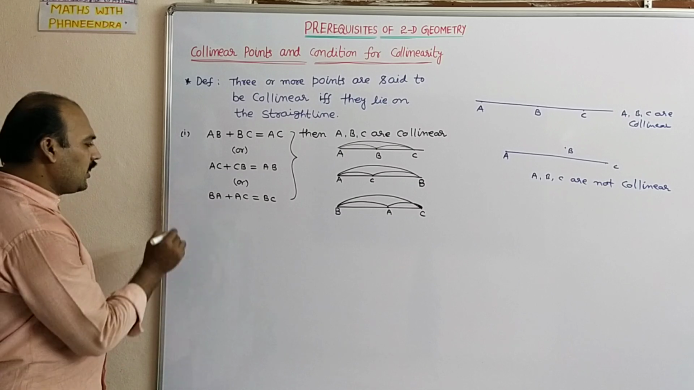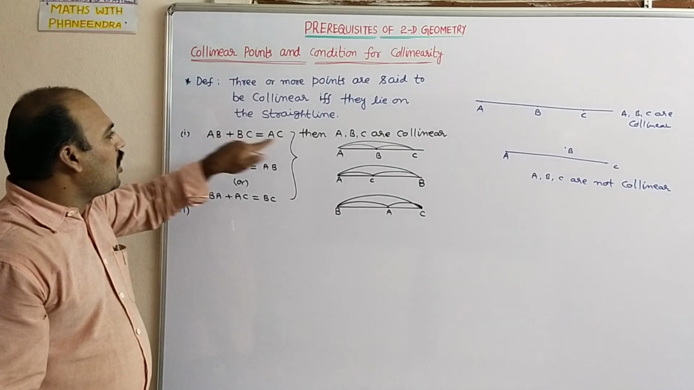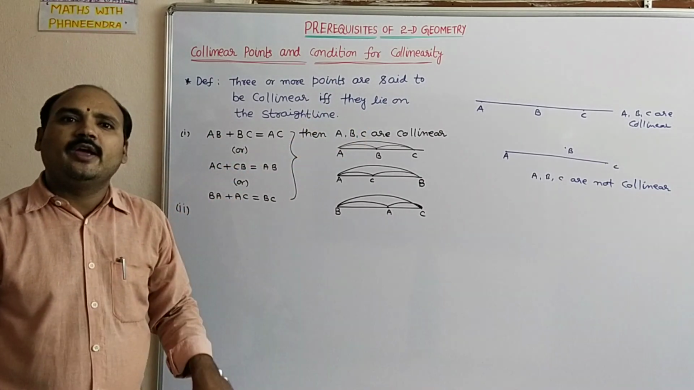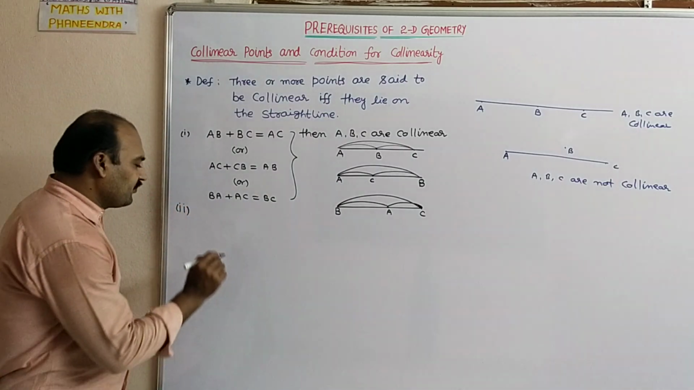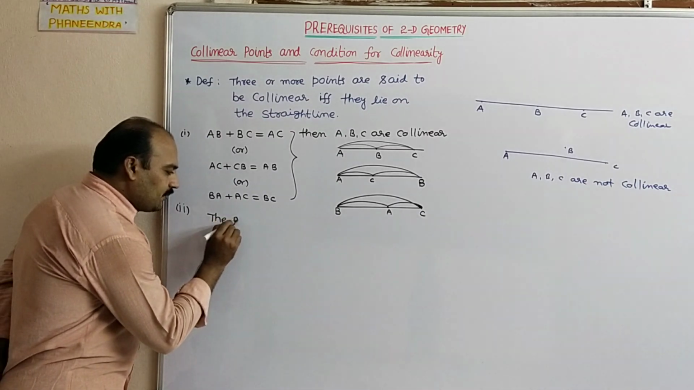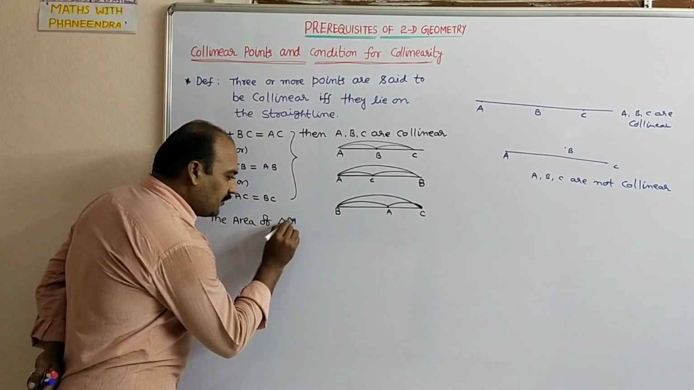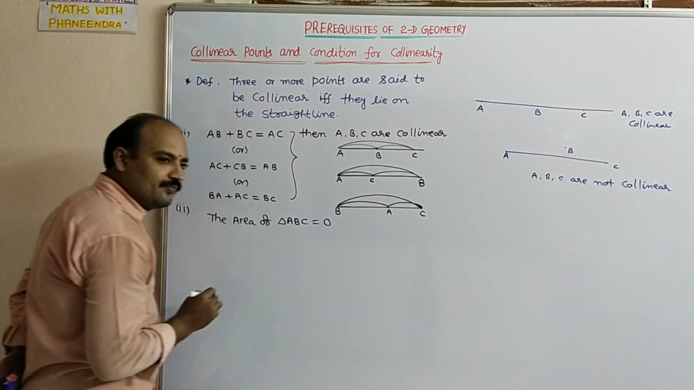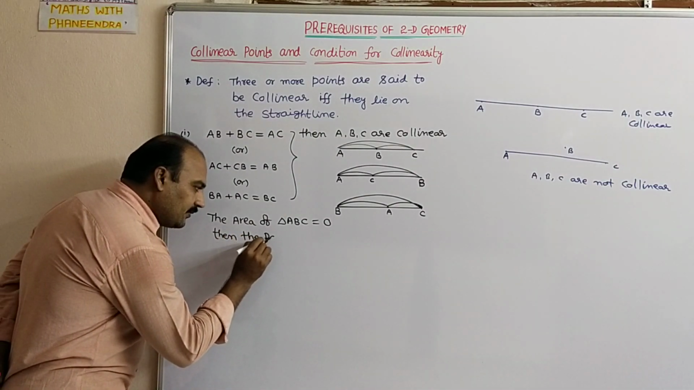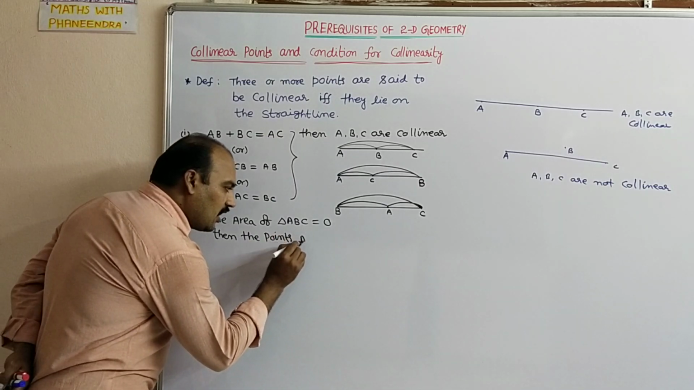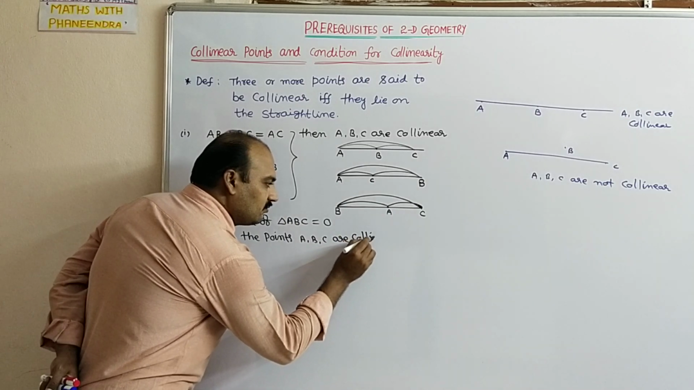We will go for another method. If you find out the area of the triangle formed by the points A, B, C is 0, then also the given points are said to be collinear. The area of triangle ABC is equal to 0, then the points A, B, C are collinear. This is the second one.